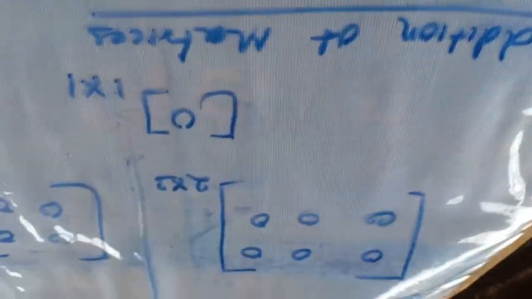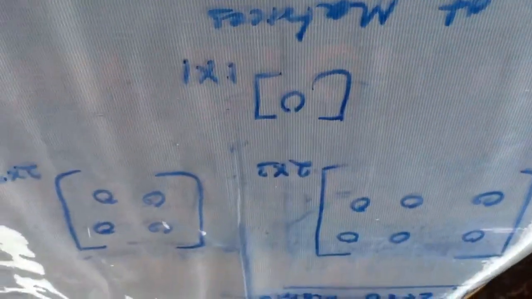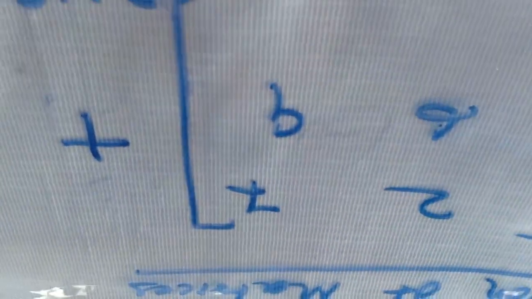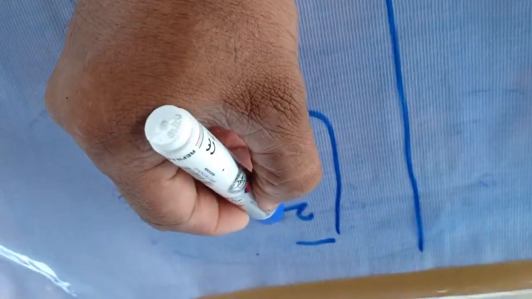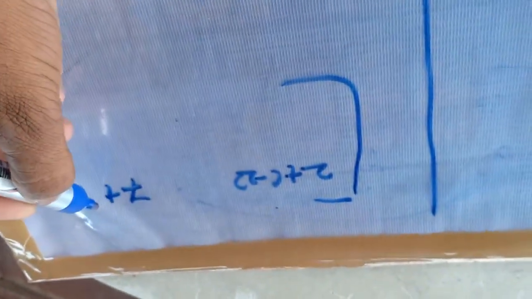That is how to operate it. As it is addition, you have to add the corresponding elements. How? Here I am writing. The first matrix has first-row elements 2, 7. So I will add this 2 with the first corresponding element, minus 2. Here I am writing 2 plus minus 2. Next, here 7, here 4, so 7 plus 4.